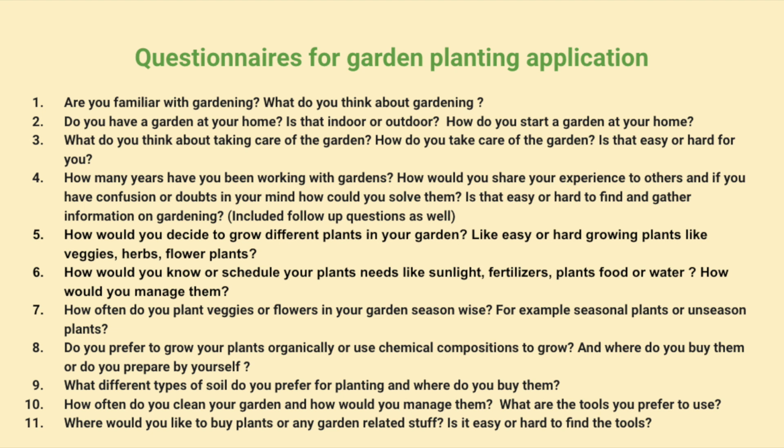Do you prefer to grow your plants organically or use chemical compositions to grow? What different types of soil do you prefer for planting and where do you buy them? How often do you clean your garden and how would you manage them? What are the tools you prefer to use? Where would you like to buy plants or any garden related stuff? Is that easy or hard to find the tools?